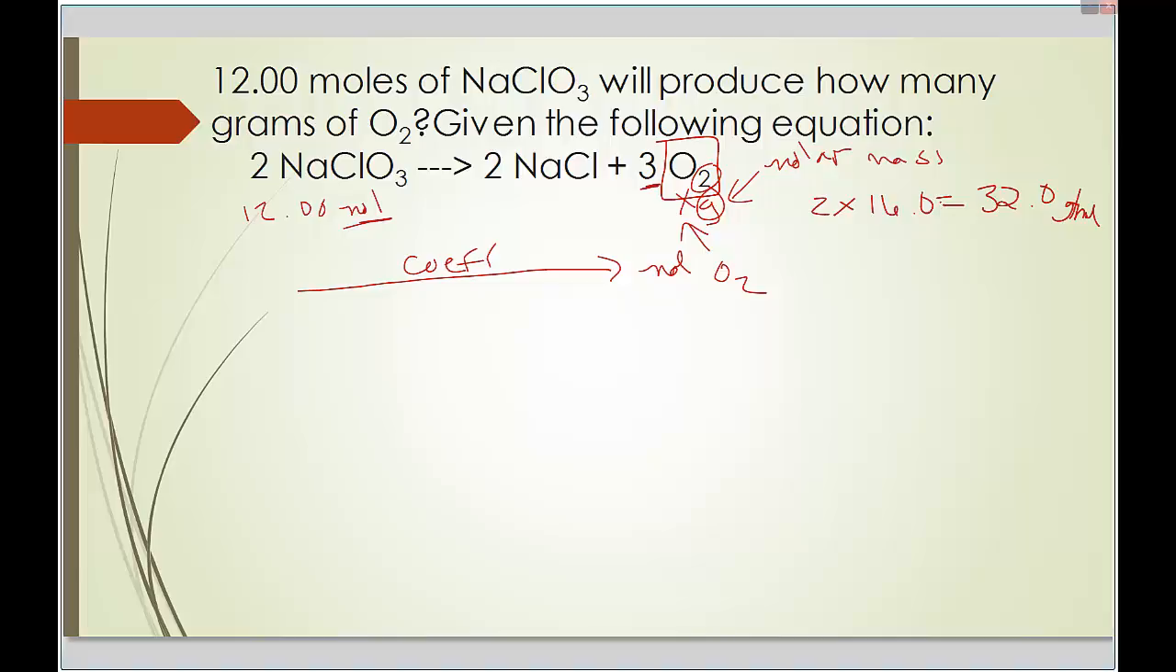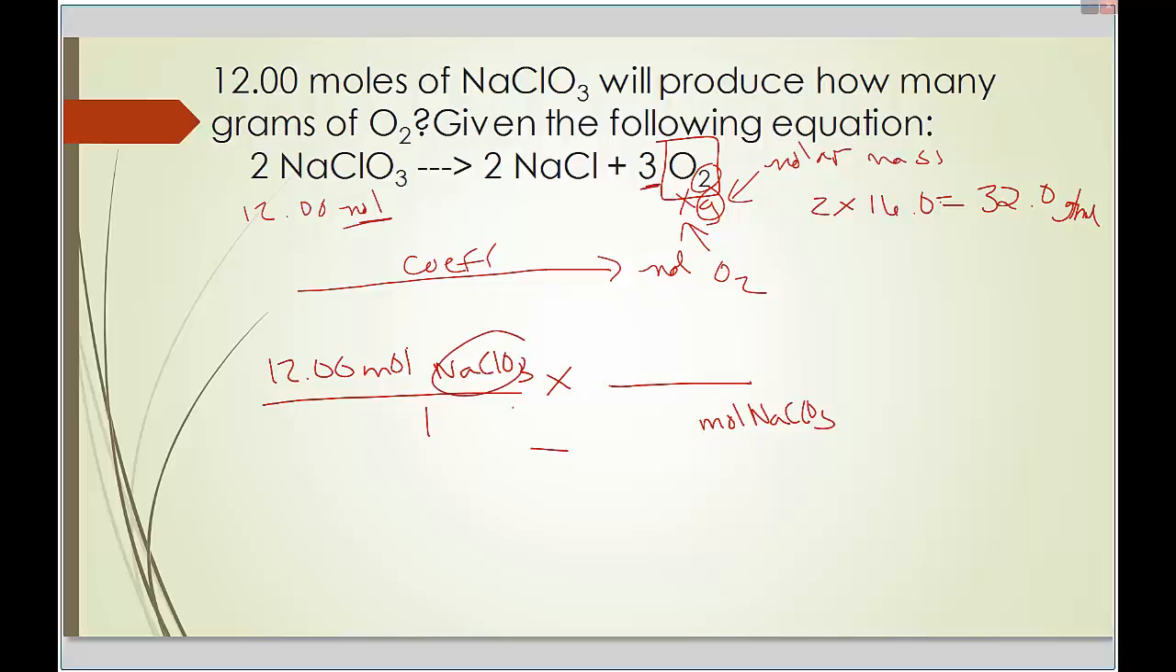Alright, so our beginning fraction is the number we're starting with from the question itself: 12.00 moles of NaClO3. We have moles of NaClO3 on the top, and we're going to have it on the bottom of the next one. Now we look at the coefficients. There's a 2 in front of NaClO3, so it would be 2 moles of NaClO3 to 3 moles of O2, from the chemical equation.